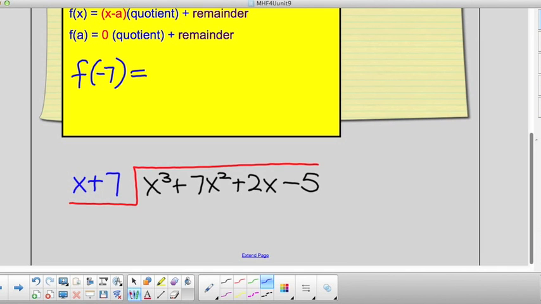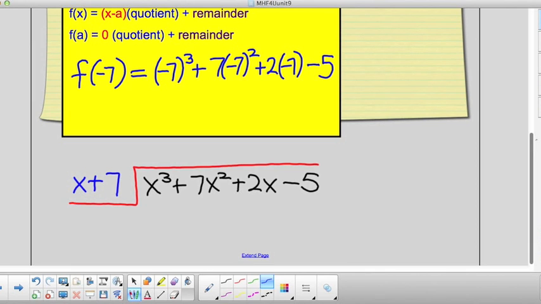So into this function, into my quotient, I'm going to plug in negative 7. So instead of x cubed, this is going to be negative 7 cubed plus 7 times negative 7 squared plus 2 times negative 7 minus 5. So I'm plugging in negative 7 as my x value. When you actually punch that out, you're going to get negative 19. So right away I know that x plus 7 is not a factor, it's not a root of the equation. But that is still what I've been asked to find.